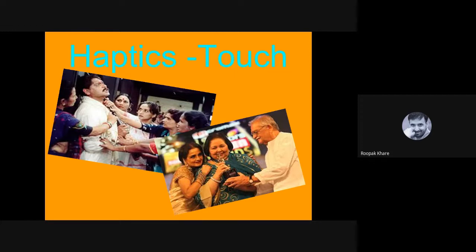While in the second picture, look at the way this lady who has won the trophy, Gulzar Sahab, is handing over the trophy, while Rekha ji is hugging her and showing that she's very warm and close to her. So touch is very important. It also conveys a lot of messages.